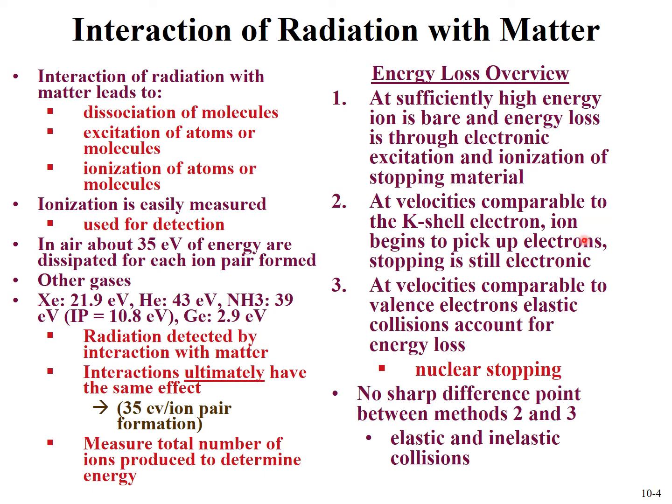And then as the particle gets slower and the electrons on the valence orbitals, they can start interacting. They have elastic collisions, and this is going to account for some energy loss, and you go from electronic to nuclear stopping. Now, of these three types of energy loss, there's really no sharp differences between point 2 and point 3. These encounters include both elastic and inelastic collisions. So fundamentally, as a particle comes in, there's certain interactions at high energies. As those particles slow down, the energy of the particle starts becoming on the order of the K-shell electron. It starts picking up electrons. Then it starts stopping pretty rapidly.